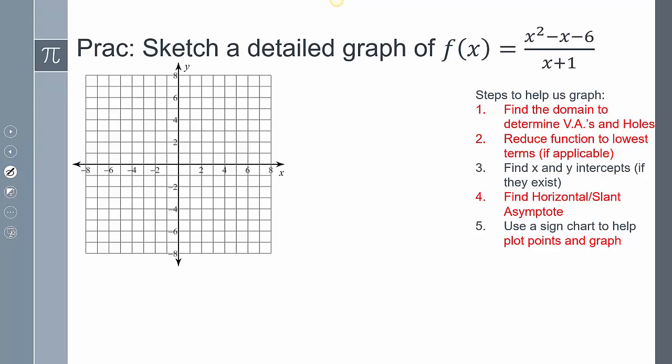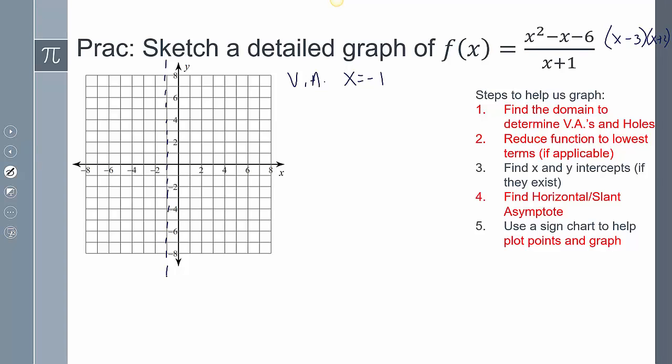Right, so going over this problem here, x squared minus x minus 6 all over x plus 1. So find the domain to determine the vertical asymptotes and holes. So I should factor everything. And so this factors into x minus 3 and x plus 2. Well, nothing cancels out, so I only have a vertical asymptote at x equals -1. My function does not reduce either, so I don't have to worry about that.